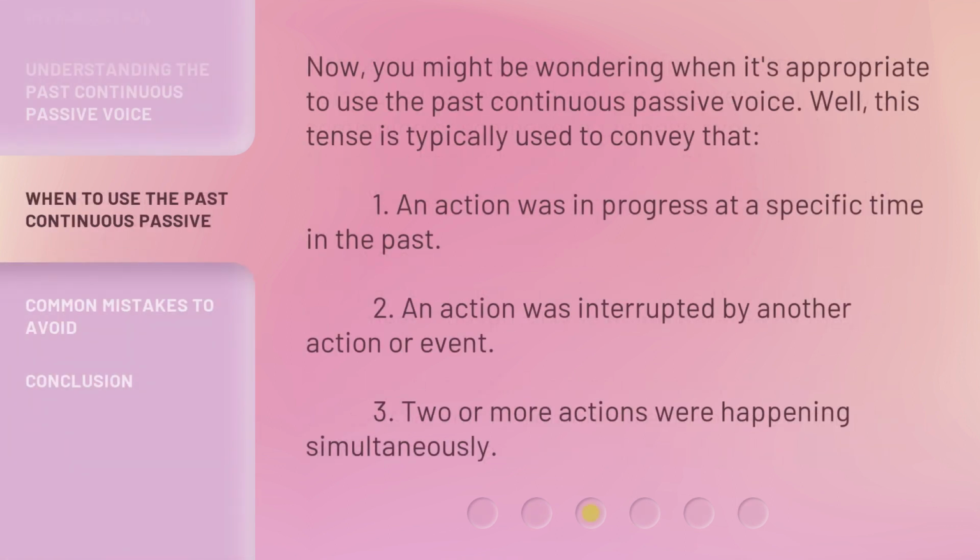Now, you might be wondering when it's appropriate to use the past continuous passive voice. Well, this tense is typically used to convey that: 1. An action was in progress at a specific time in the past. 2. An action was interrupted by another action or event. 3. Two or more actions were happening simultaneously.